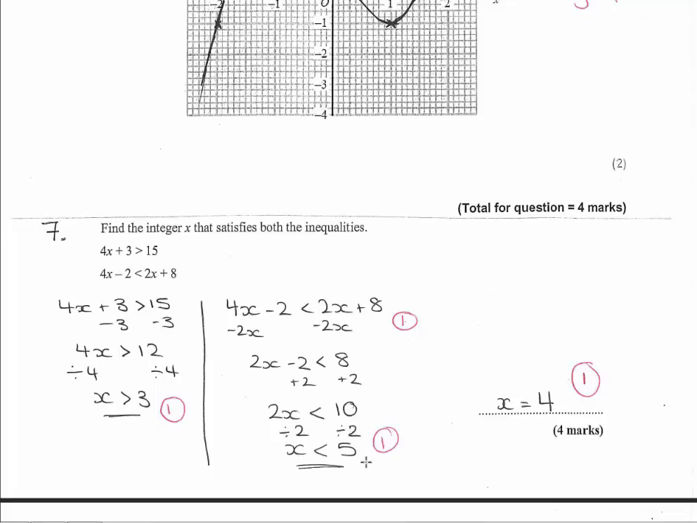So, to make this work, x has got to be bigger than 3, and for this to work, x has to be less than 5, and it has to be a whole number. The only value that would suit would be 4, because 4 is a whole number that is bigger than 3 and less than 5.